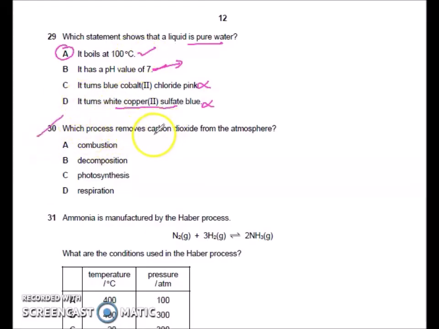Which process removes carbon dioxide from the atmosphere? Okay, from the atmosphere, if you look at it here, combustion they do release, decomposition they do release, respiration, yes, we do release. Photosynthesis, it is a reactant. Okay, it is a reactant in this process where they will form oxygen and starch.